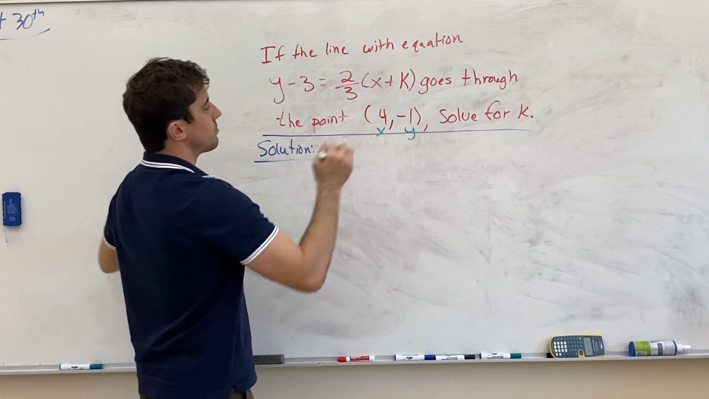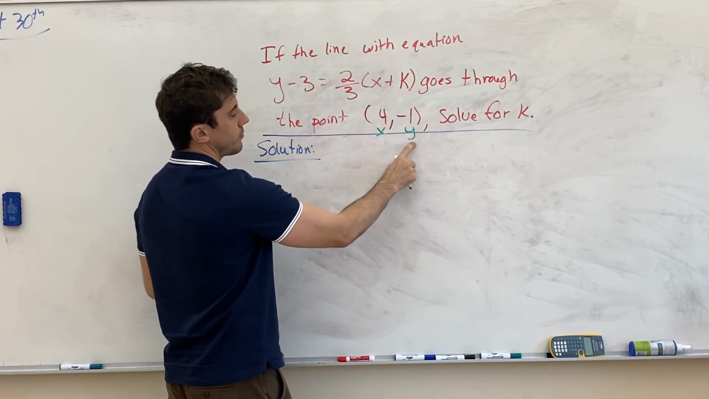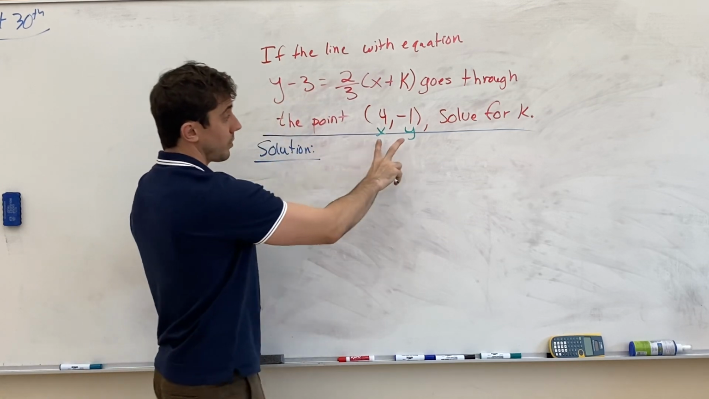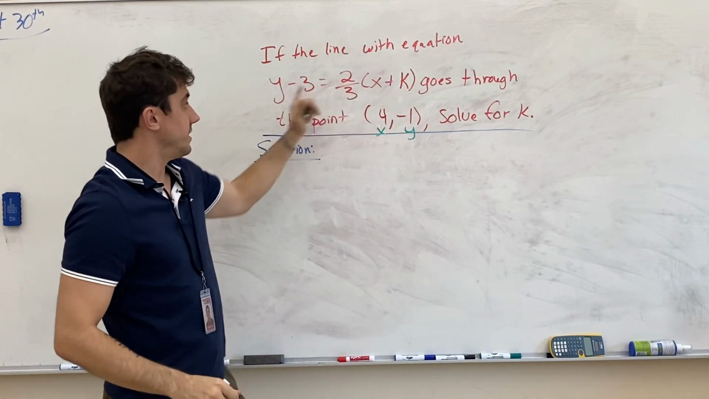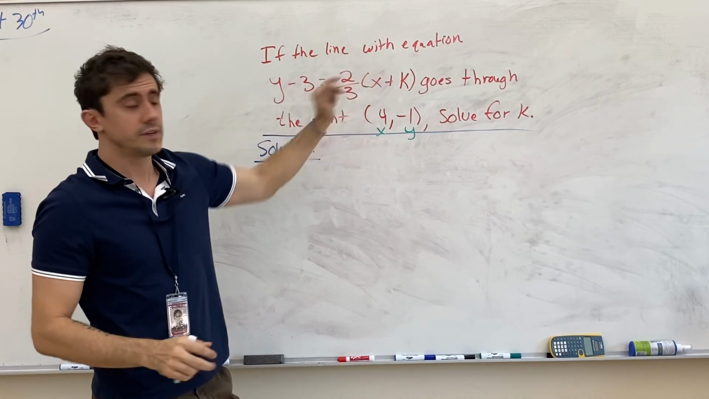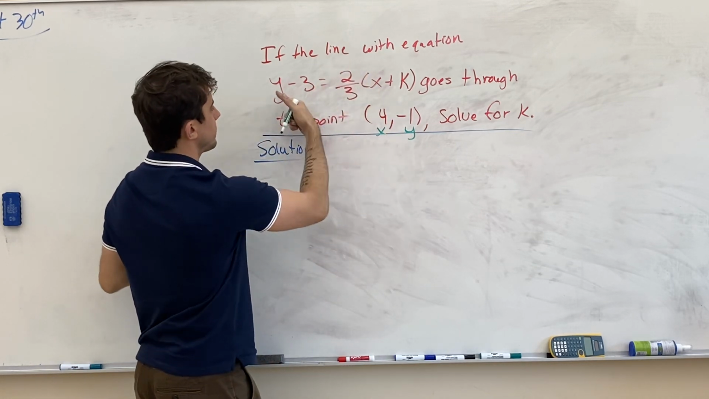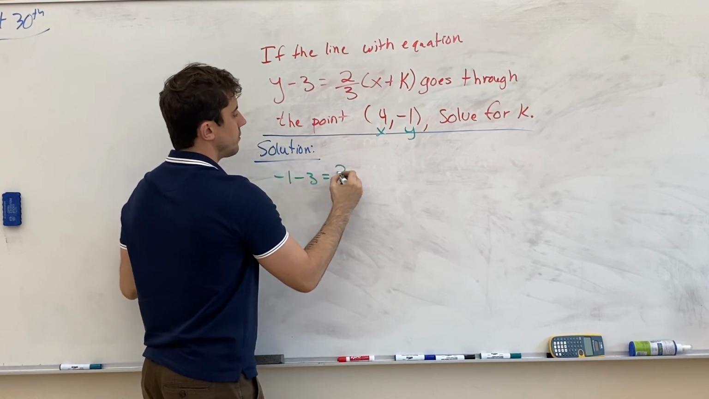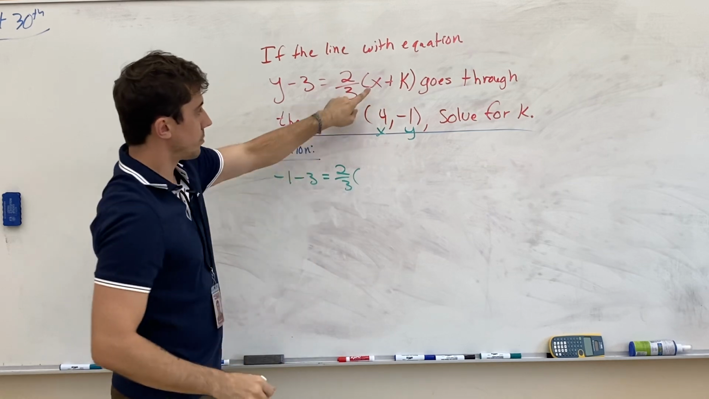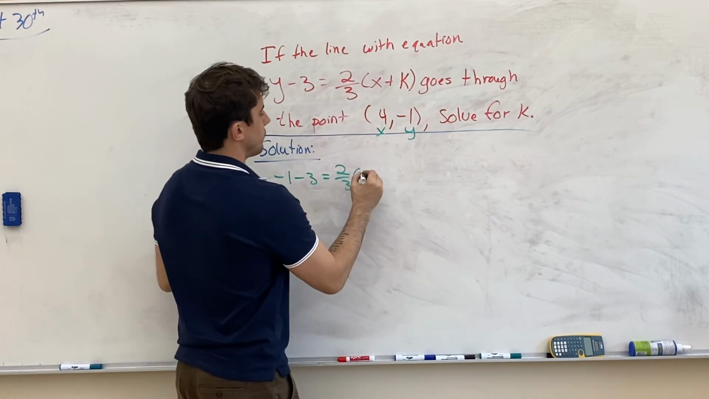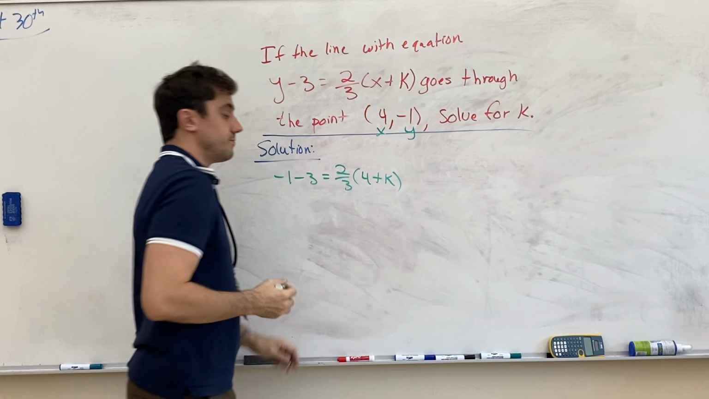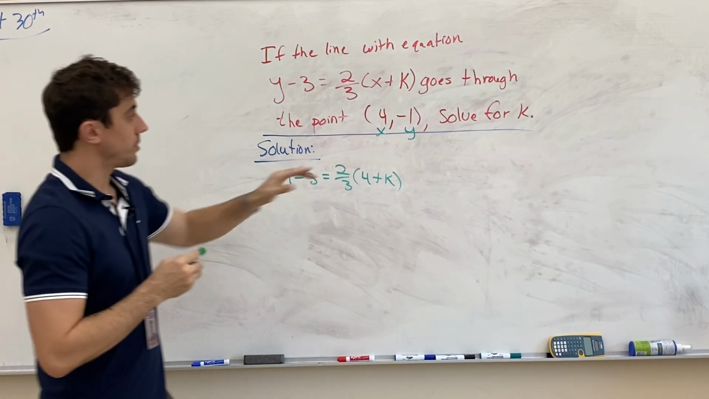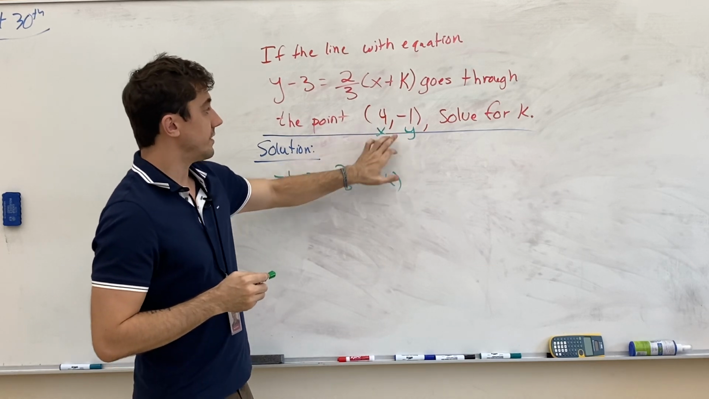So let's go ahead and do that. Let's plug in 4 for x and -1 for y, once again, because this point is on this line, meaning that when we plug in these values of x and y, this equality should be true. So if y becomes -1, then we have -1 minus 3 equals 2 over 3 times, we're going to replace x with the value of 4, so 4 plus k.